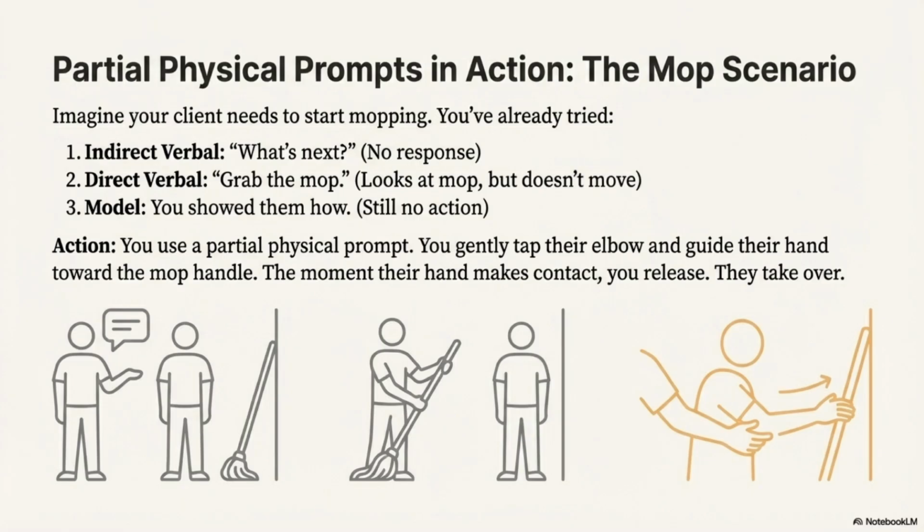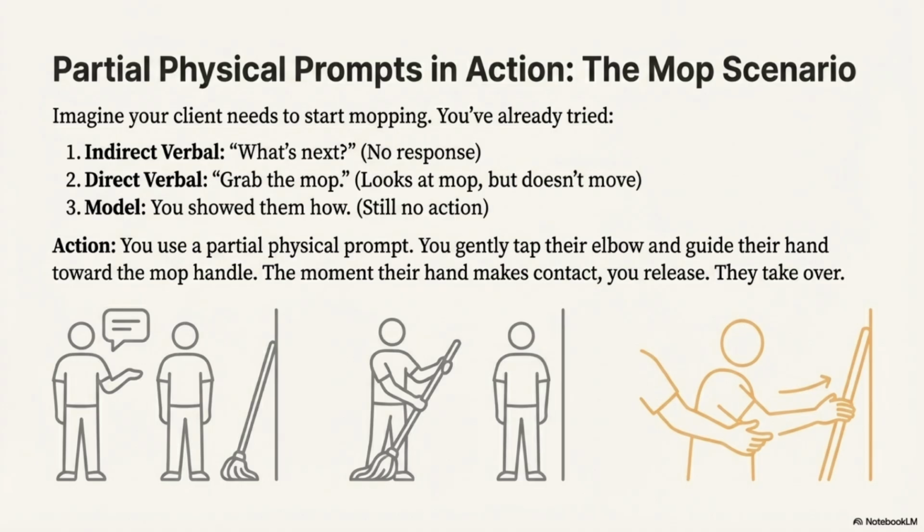Example from job coaching. Your client needs to place their hand on the mop handle and start mopping. You've tried indirect verbal: "What do you need to do now?" Didn't work. Direct verbal: "Grab the mop." They looked at it but didn't reach. Model: you showed them how to grab the mop. Still didn't work. So you use partial physical. You tap their elbow and guide their hand toward the mop handle.